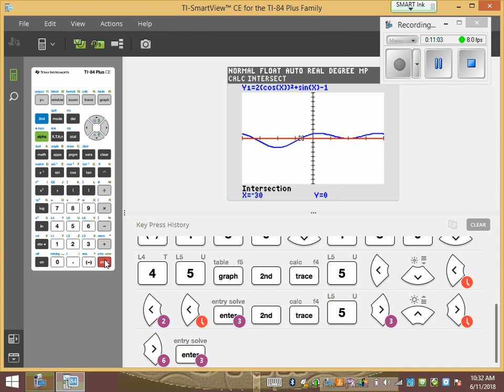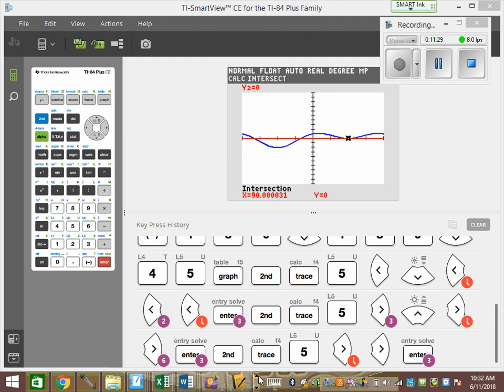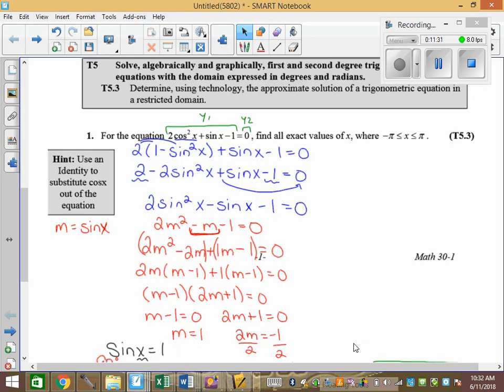Enter, enter, enter. Negative pi over 6. Second trace 5. 90, pi over 2. So you have all of them. And I made my domain be restricted to the domain that it is, so I know any answer in there is golden. Okay? All right.